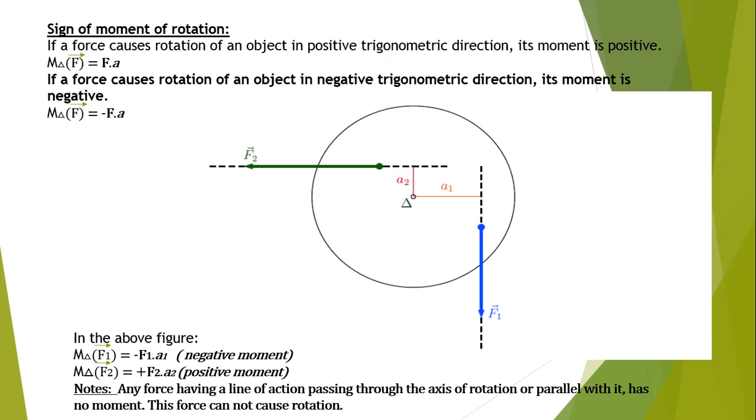Why? In the first situation, if the line of action cuts the axis of rotation, the distance between the axis of rotation delta and the line of action of the force is null. So the moment of the force in this case is equal to 0. And if the line of action of the force is parallel to the axis of rotation, it's impossible to rotate the object or the disk around this axis of rotation.